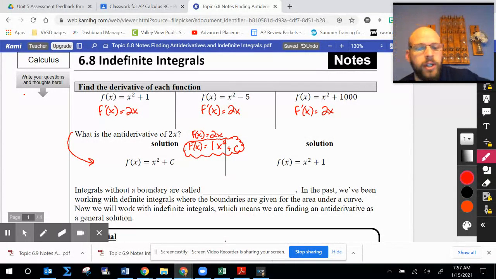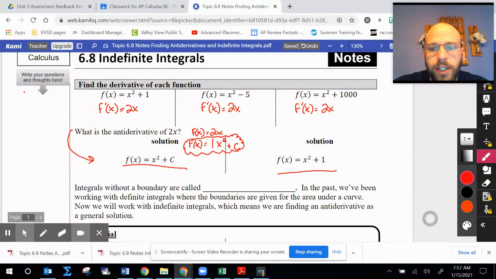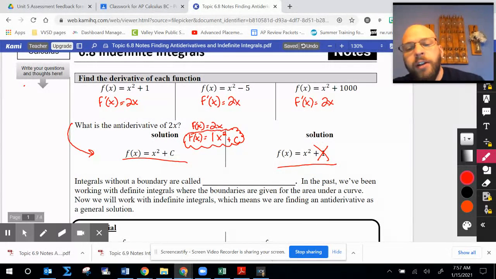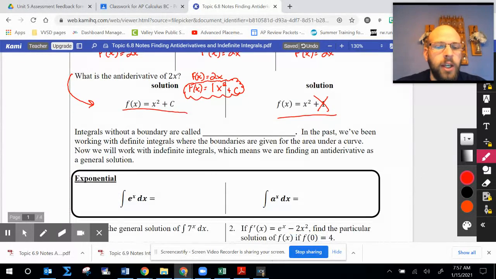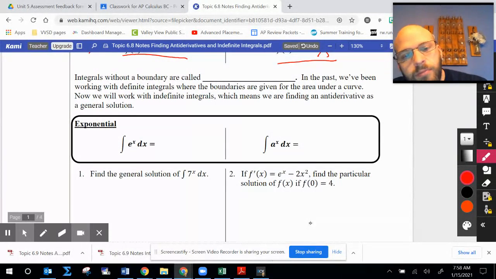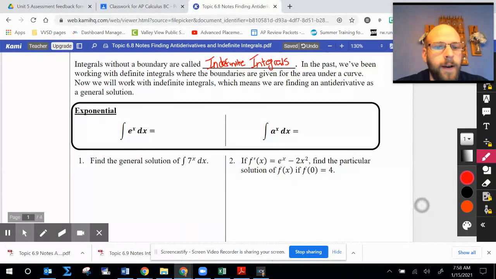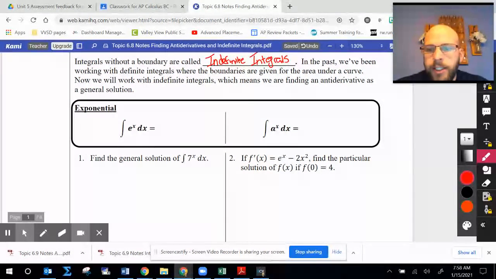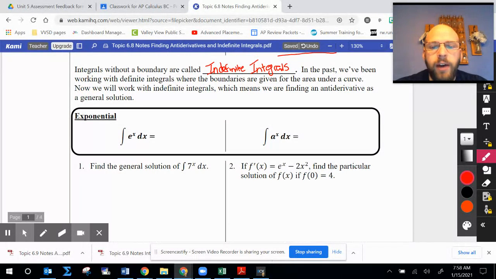Again, you can see it here with the common constant, or you can have a specific constant, but we don't ever want to put a specific value in there. We always want to just use that c unless extra information is given. Integrals without a boundary or limits are indefinite integrals. Definite integrals have limits, indefinite integrals don't. Whenever you have an indefinite integral, we always need to use a plus c.